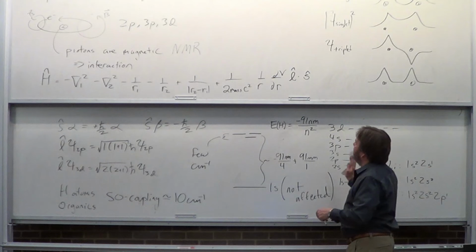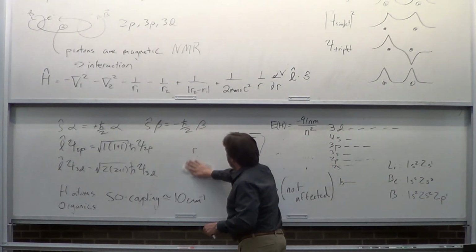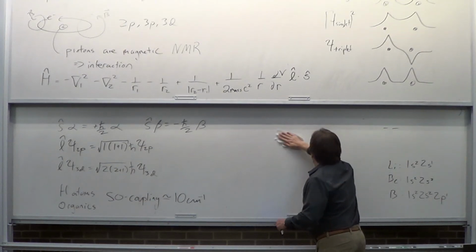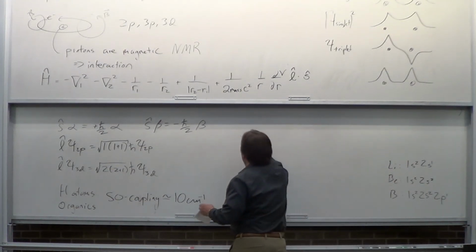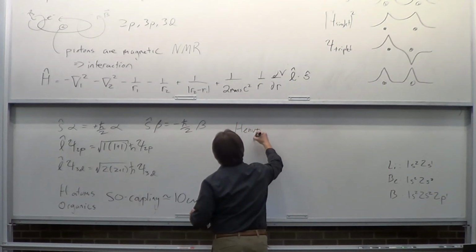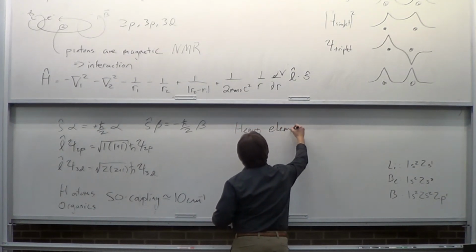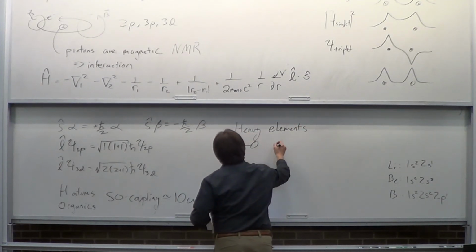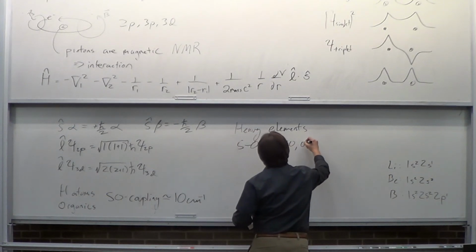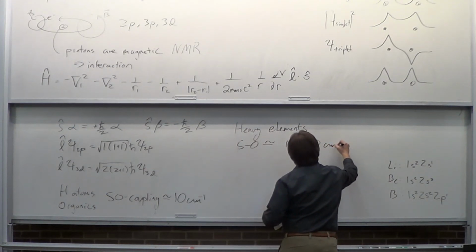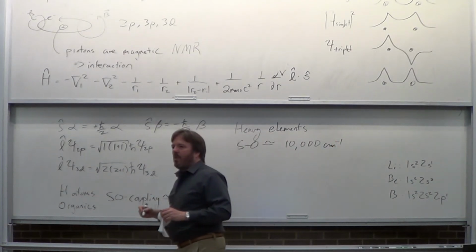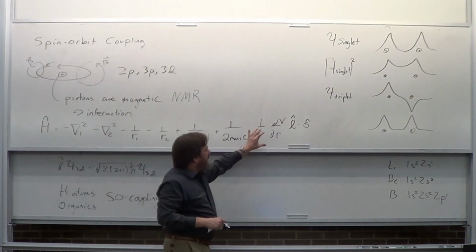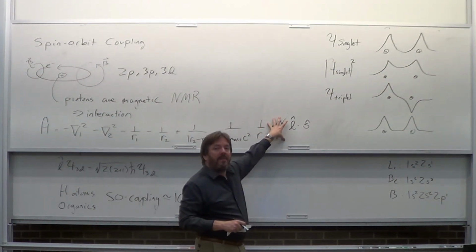It turns out, because of that change in potential with respect to R, for heavy elements the spin orbit coupling can be on the order of 10,000 wave numbers. So what's happening here is that for light elements, this guy is tiny. For heavy elements, it's big.